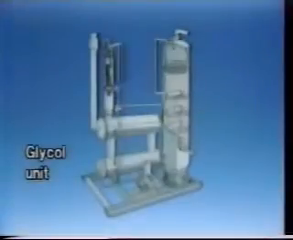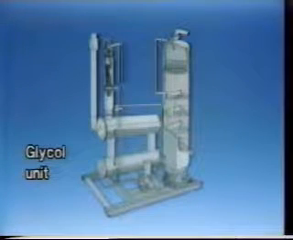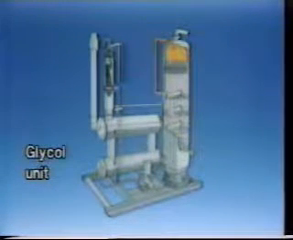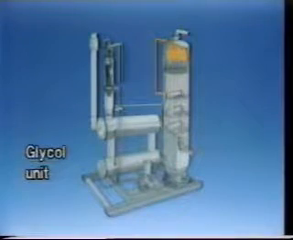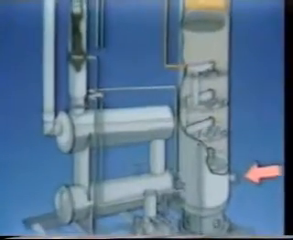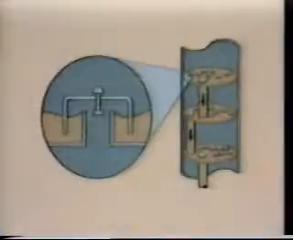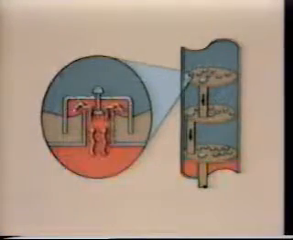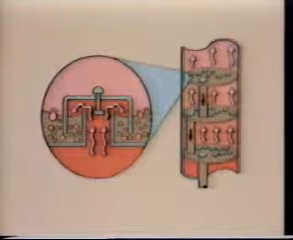In the more common absorption process, a glycol solution enters at the top of the absorber column. Wet gas, that is, gas containing water vapor, enters the column from the bottom. As the glycol falls, it mixes intimately with the ascending wet gas, and the water vapor is absorbed in the glycol.